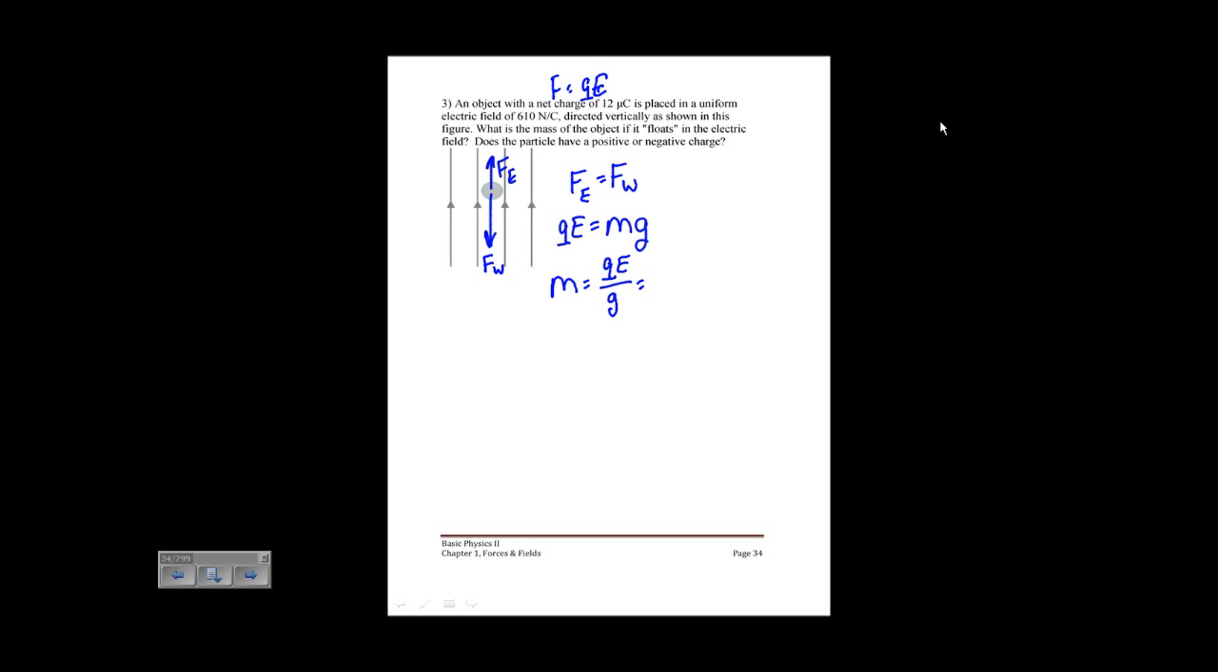And then we just plug in some values. We have Q is 12 times 10 to the minus 6 coulombs, E is 610 over 9.8. Positive there because it's G. And then I've solved for mass. Let's see, my coulombs, I'm left with newtons over acceleration, force over acceleration, which is a mass.